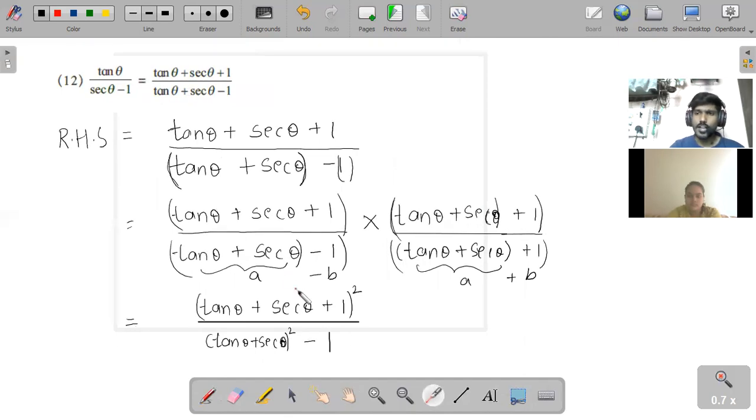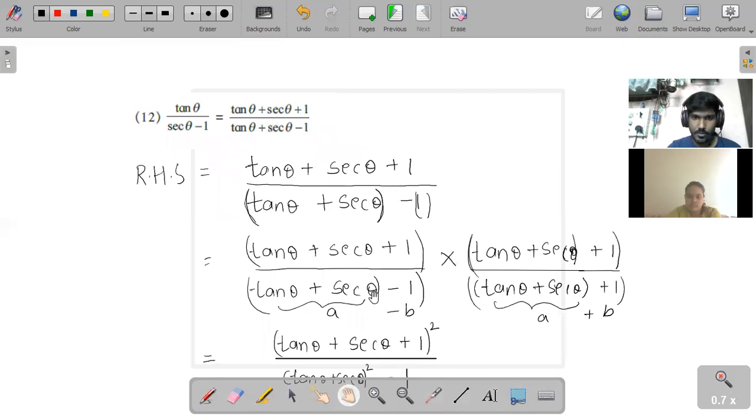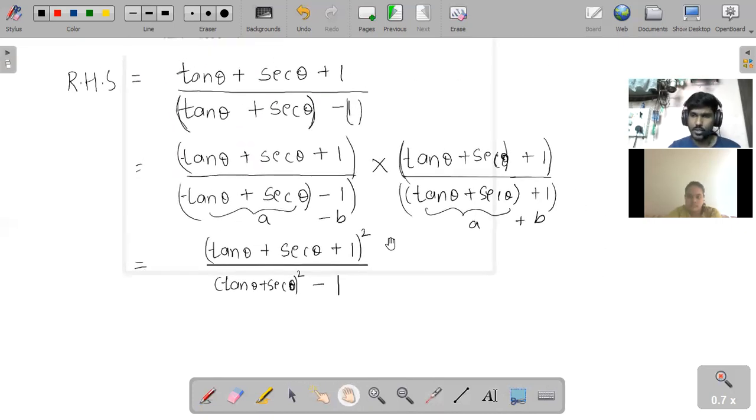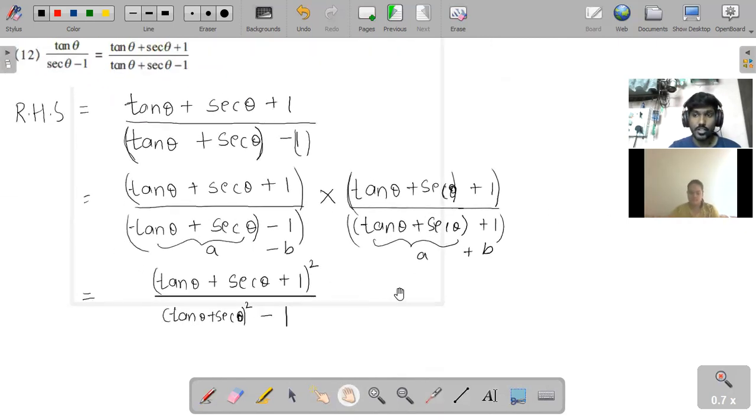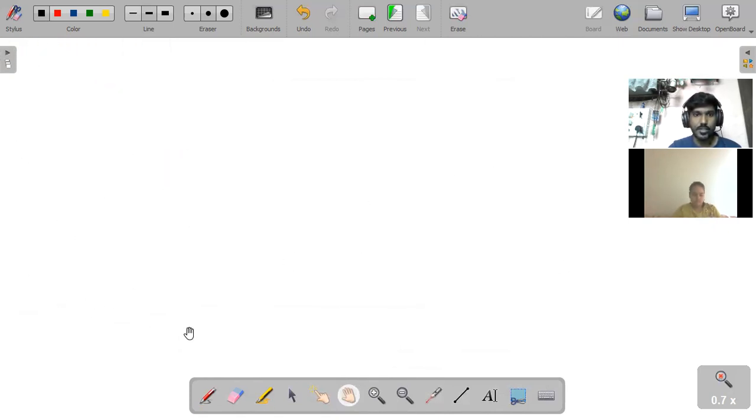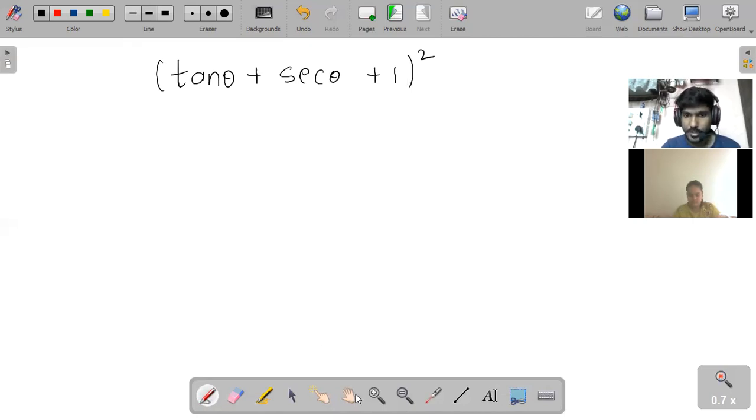Now, look. We'll solve the numerator separately because the solving will be a little complicated. I'll solve it separately and then substitute it so that you may understand. You can solve it on that only, but it should not become confusing. So in the numerator, you have tan theta plus sec theta plus 1 the whole square. Okay, this is just the numerator.